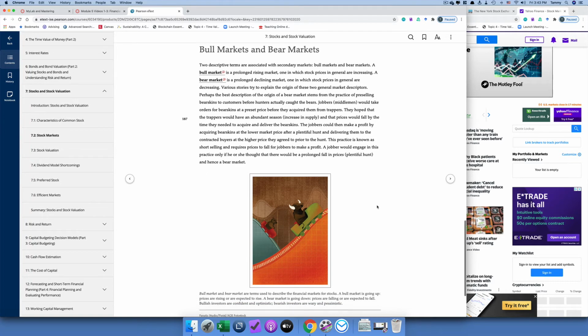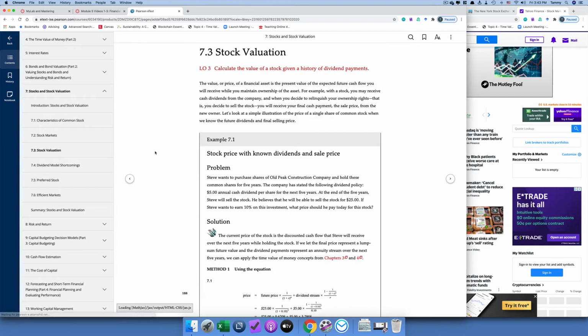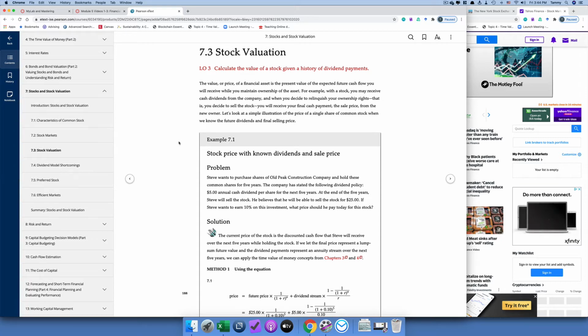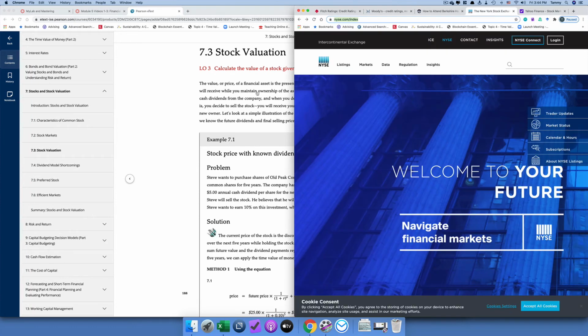So that's what those are. So the next section aligns the value of a stock to the history of its dividend payments. Because remember, with a bond, you know what that coupon payment is going to be.